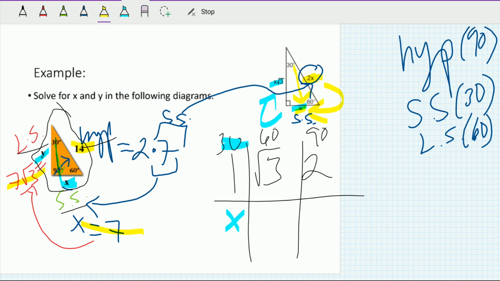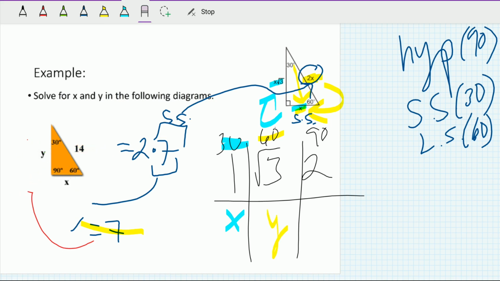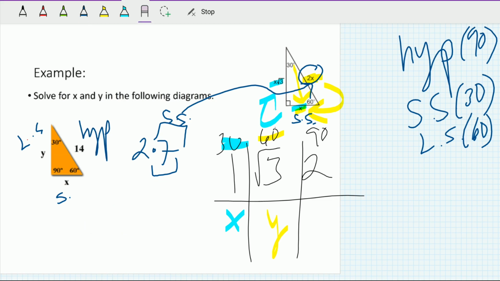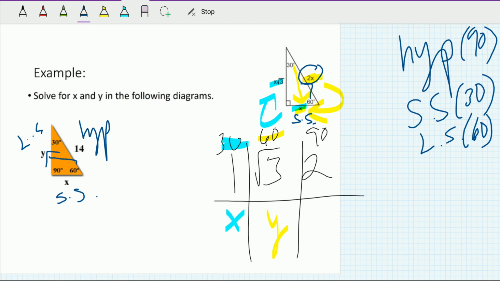And then the next one is going to be the 60 degrees. And so then we look at where the 60 is and what's opposite of that. It'll be the y. And you know what? I think I'm just going to go ahead and clean this up a bit just so you can see what I'm talking about. So this is the short side, this is the long side, and this is the hypotenuse. Okay, so I'm just trying to show you how to do the table method. So 60 is across the y, so that's why y goes right there. And then the 90 degrees is the 14, so that's why it'll go right there.